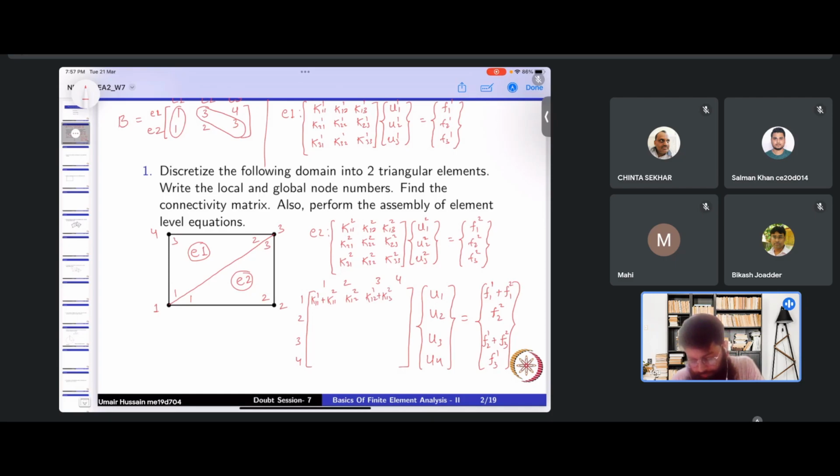And for 1, 4, we also have a contribution, that is K13 of element 1, right? So I hope people are following this, right? If there's any difficulty or doubt, please you can stop me.